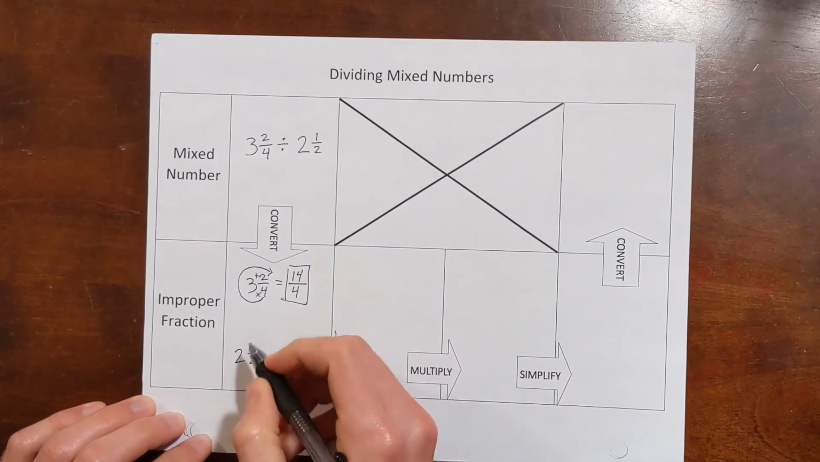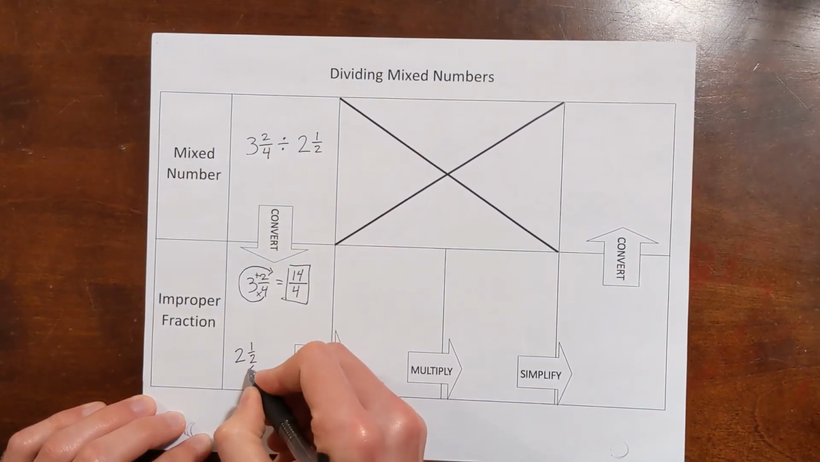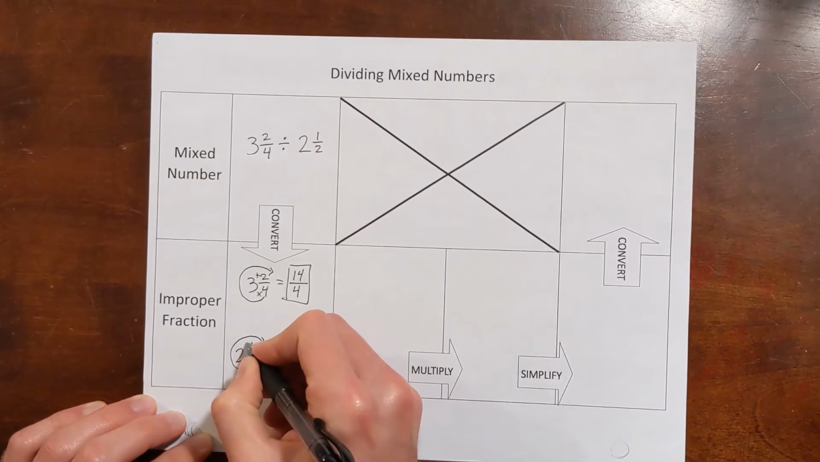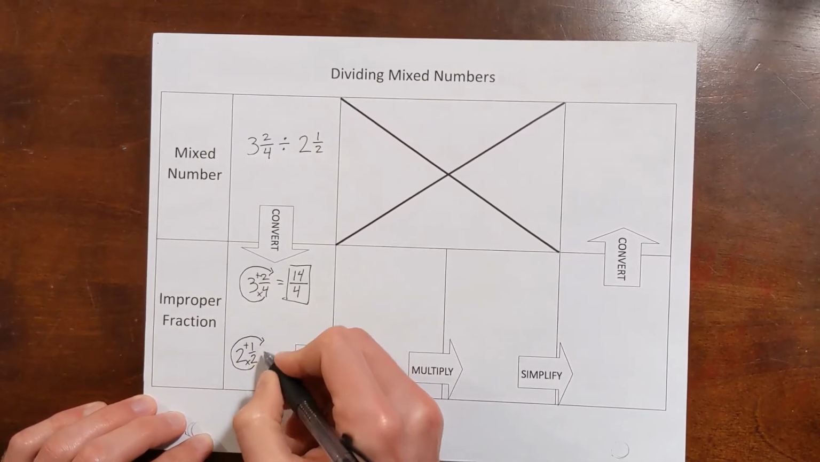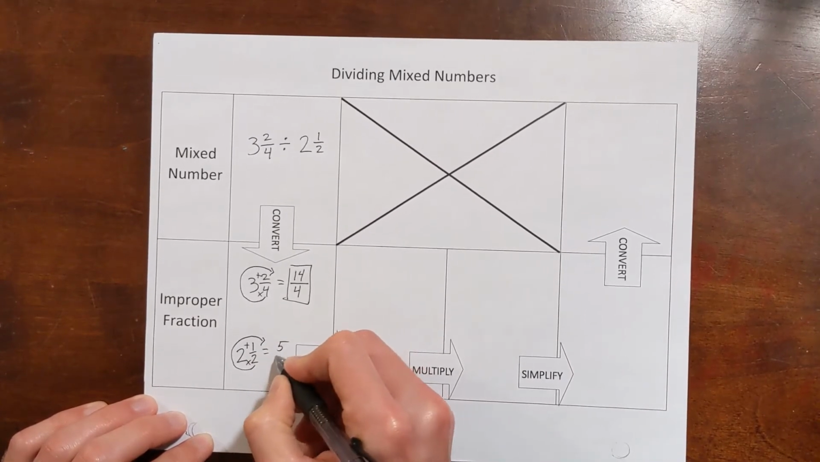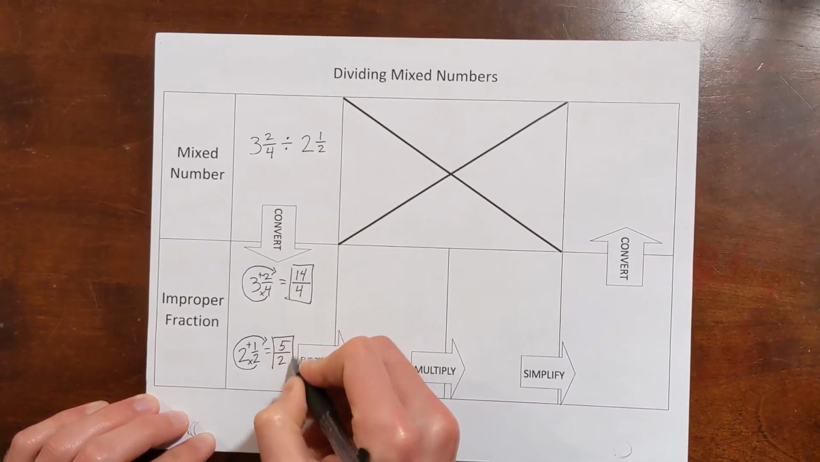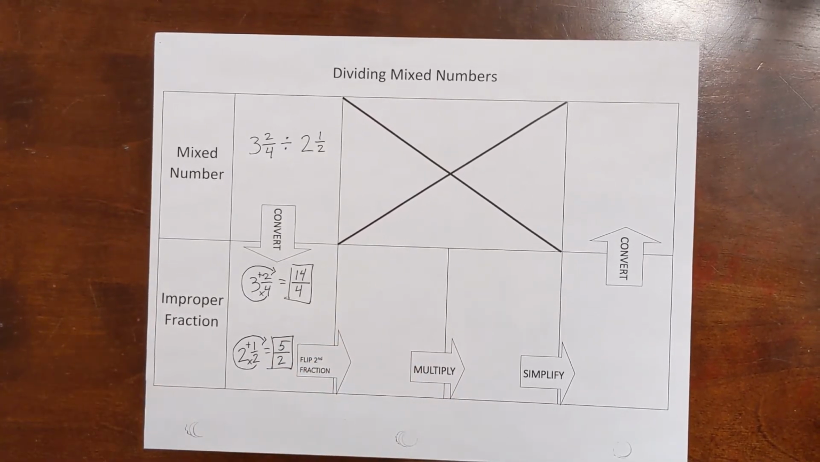Now let's do the same thing for 2 1/2. Start with 2. We're going to multiply by 2. 2 times 2 is 4. And then we add the numerator. 4 plus 1 gives us 5. And we keep the same denominator, 2. Okay? Exactly the same as before.